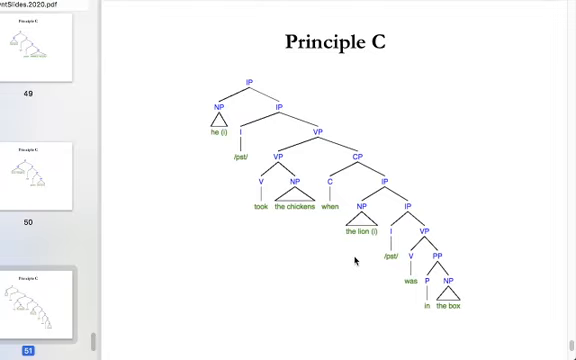He took the chickens when the lion was in the box. The claim here is that he and the lion can't refer to the same individual. There can't be co-reference. And either theory would get this one right. The linear precedence one would get it right, and C-command would as well. Why? Because even though the lion is far away from the pronoun that co-refers with it, if you look at the sister of this, it's the matrix clause, the matrix sentence that contains everything else underneath it, or dominates everything else underneath it. So he here does C-command the lion. Therefore, principle C says no co-reference here.